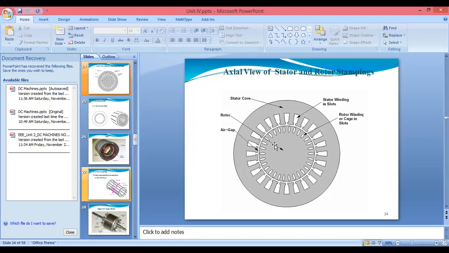If you see, this type of induction motor has some applications, like it can be used in a fan, blower, printing machine, lathe, etc. And its construction is very simple. There are no brushes and slip ring. These require less maintenance.